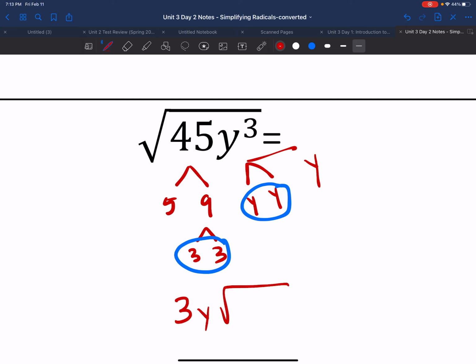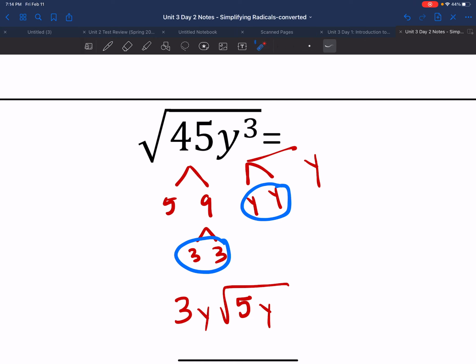And then whatever remains stays as is. Please pay attention to this. Whatever you have that doesn't have a pair, you put under the radical. So you see this 5 here, it goes in the radical. And you see this y over here that also goes under the radical, and they're going to be multiplied. Anything that is under the radical that doesn't have a pair is going to be multiplied.